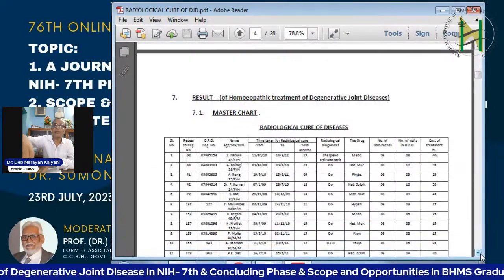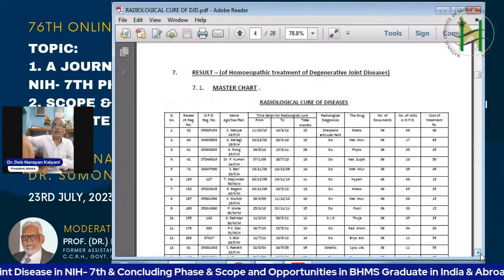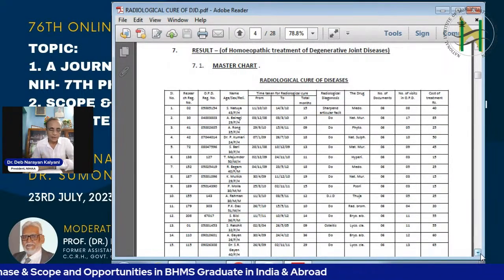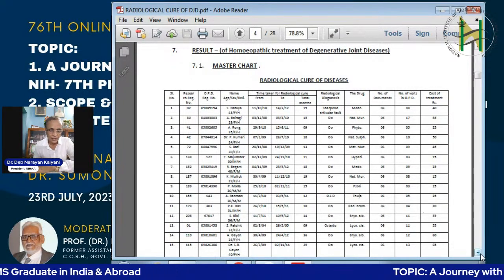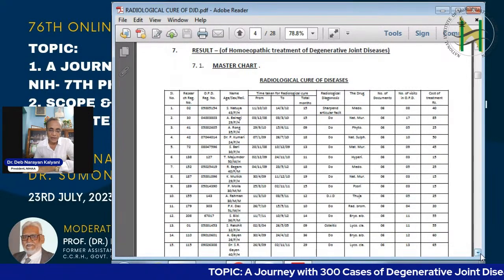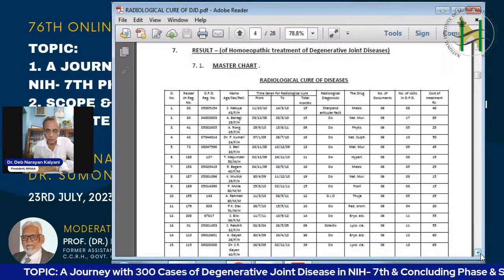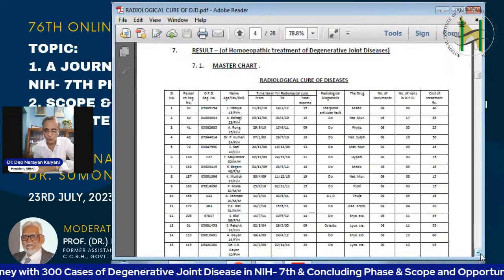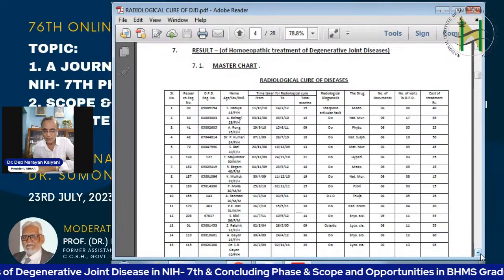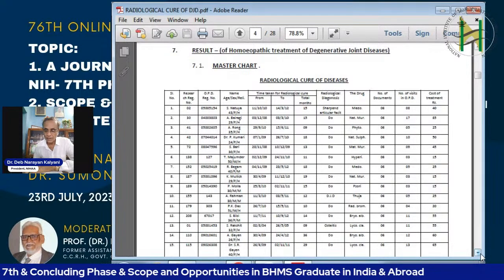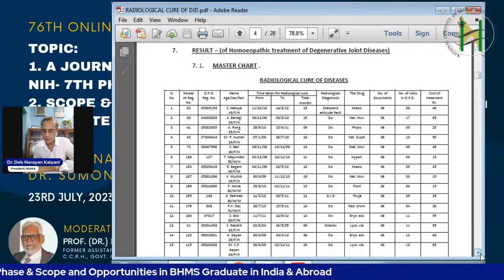So this was the master chart of documentation. Let me repeat a little bit: the headings were serial number, research registration number, OPD registration number, name, age, sex and religion, time taken for radiological cure, from the date to the date, total months taken. Now the radiological diagnosis by the radiologist. Next is the drug given.